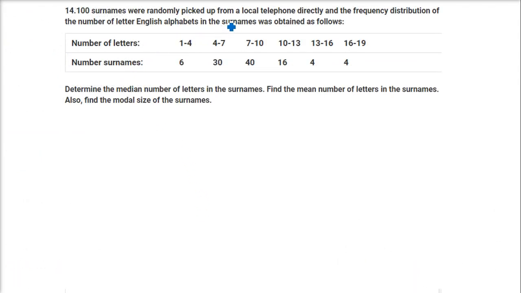Now 100 surnames are randomly picked up from the local telephone directory, and the frequency distribution of the number of letters of the English alphabet in the surnames was obtained as follows. So we have to find out the median number of letters in the surname, the mean number of letters in the surname, and the modal size of the surname. So mean, median, mode, all we have to find out.